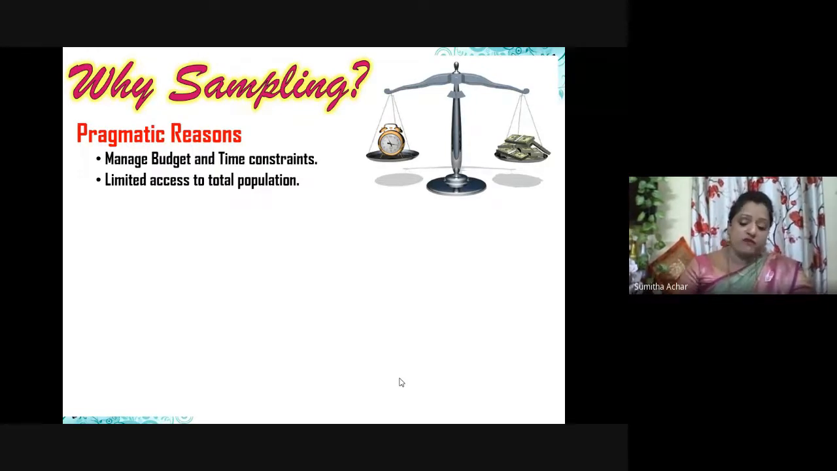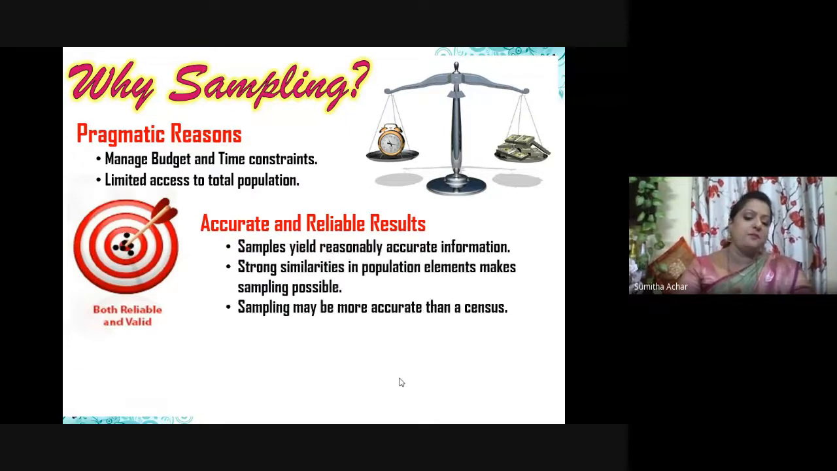And there is the limited access to the total population. As I told you, we may consider a universe or we may consider a population. Based on the accessible population, if you have limited access, then it's always advisable to go for sampling. The second reason is accurate or reliable results, right? Samples always yield accurate information in comparison to the totality.